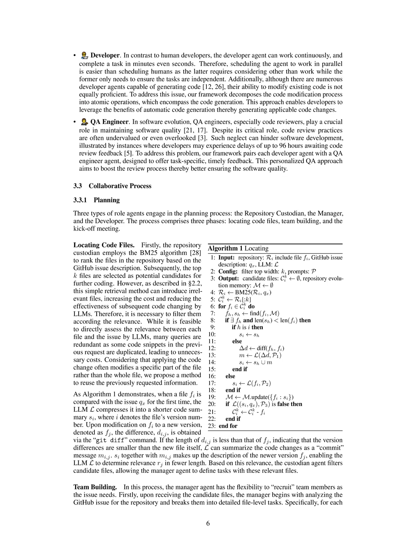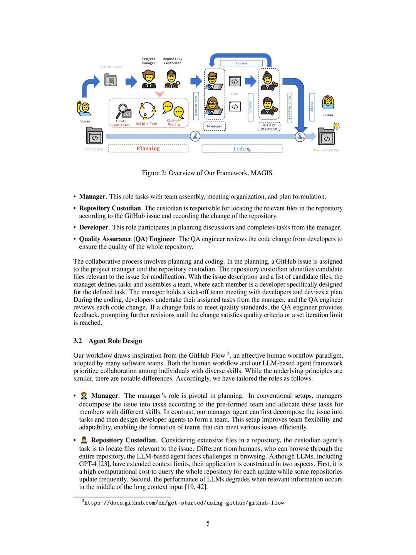To enhance efficiency, the custodian filters out irrelevant files based on relevance scores obtained from LLM compressions and code change summaries. The manager then decomposes the GitHub issue into detailed file-level tasks and designs developer roles accordingly, forming the development team. The manager organizes a kickoff meeting to confirm task assignments and dependencies.